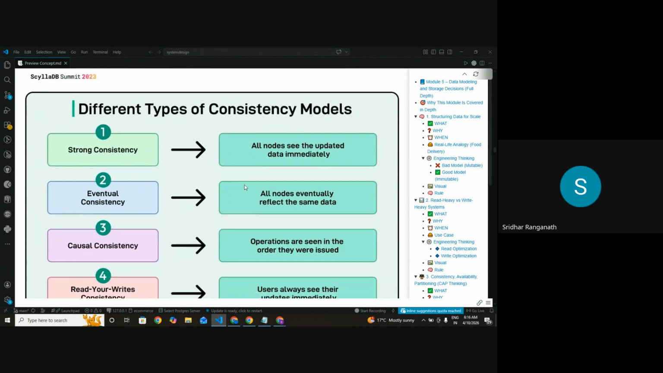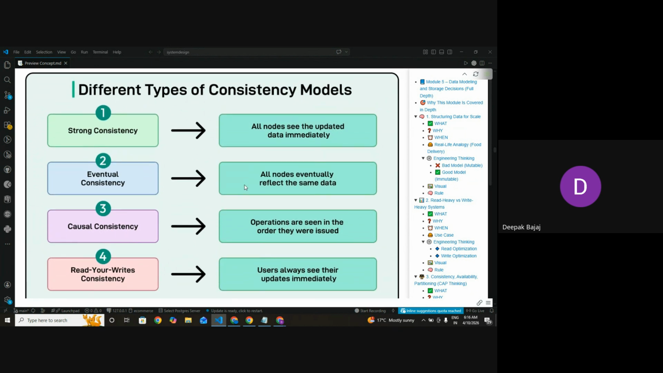Different types of consistency modes: strong consistency, eventual consistency, causal consistency. With strong consistency you cannot see the updated data immediately. With eventual consistency, all nodes eventually reflect the same data. With causal consistency, operations are seen in the order they are issued. Read-your-writes consistency: users always see their updates immediately.